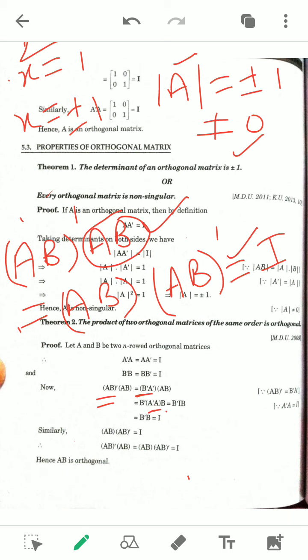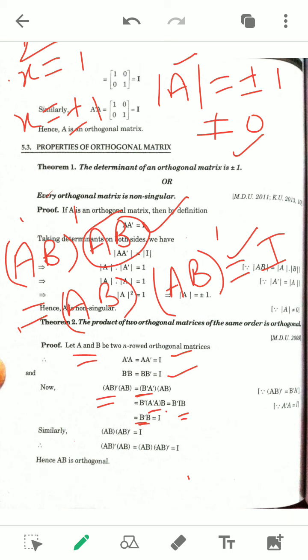But A transpose A is identity. Why? Because it is given that these two matrices A and B are orthogonal. That's why A transpose A equals identity, and we get B transpose into identity into B. But when we multiply a matrix with the identity matrix, we get the same matrix. That's why we get B transpose B, and again because B is orthogonal, B transpose B equals identity.